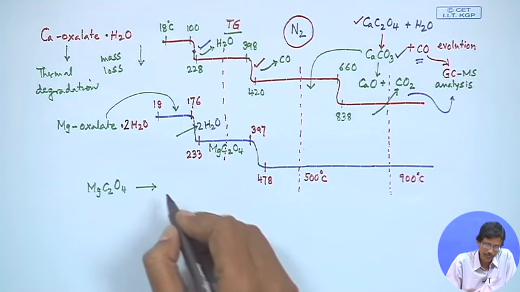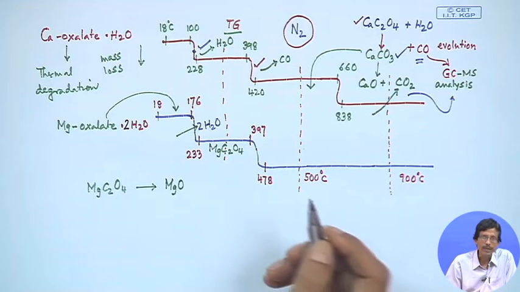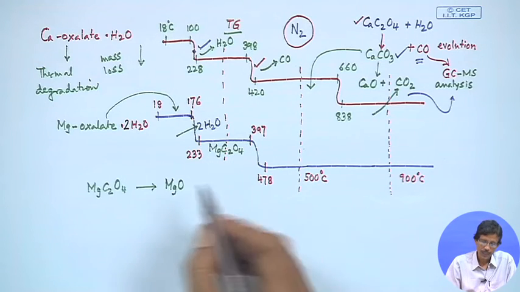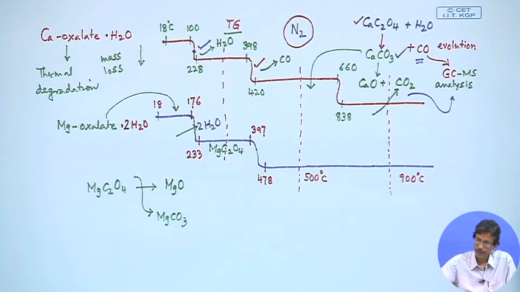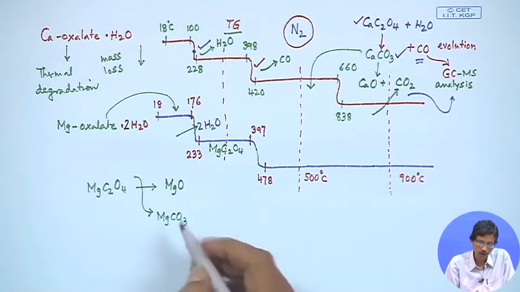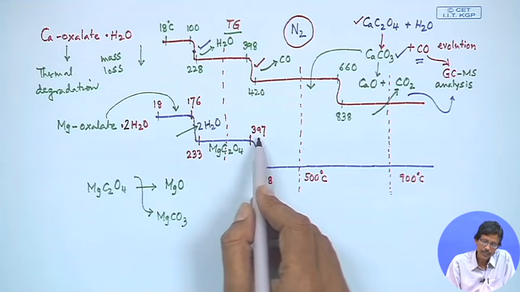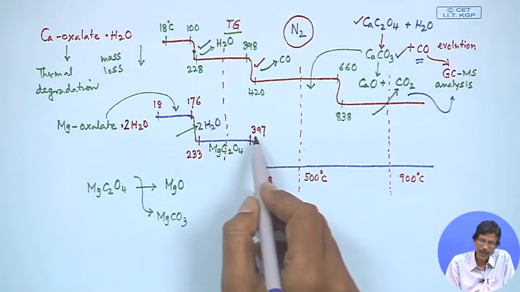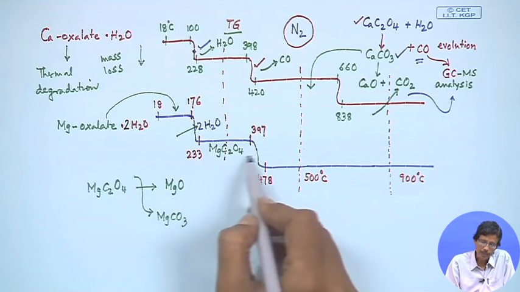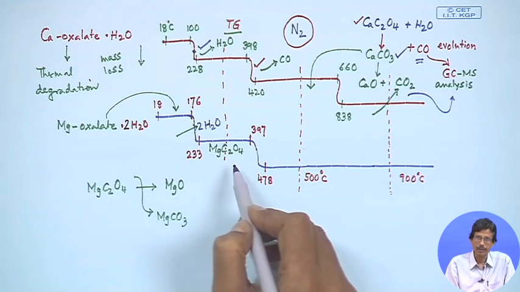But in this particular case, this magnesium oxalate is directly giving rise to magnesium oxide. That means we do not have the corresponding presence of magnesium carbonate, because magnesium carbonate will not be that stable in this particular temperature range, which is above 397 degrees centigrade. 397 degrees centigrade is such a high temperature, and at that temperature we see that your magnesium oxalate is stable.